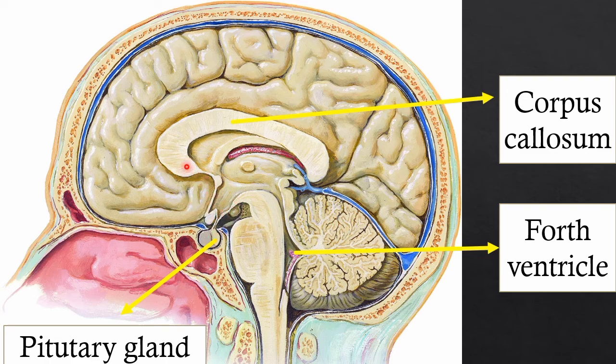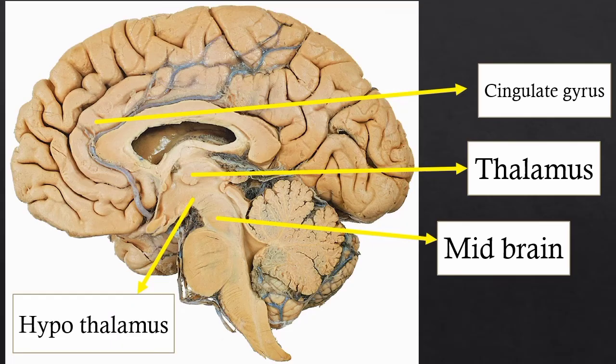below the corpus callosum. They may ask this structure if it is present. It is a very small structure, the pituitary gland. Next thing which we are going to see is the cingulate gyrus, just above the corpus callosum. If they pin the structure and ask you to identify the gyrus, that is called the cingulate gyrus.